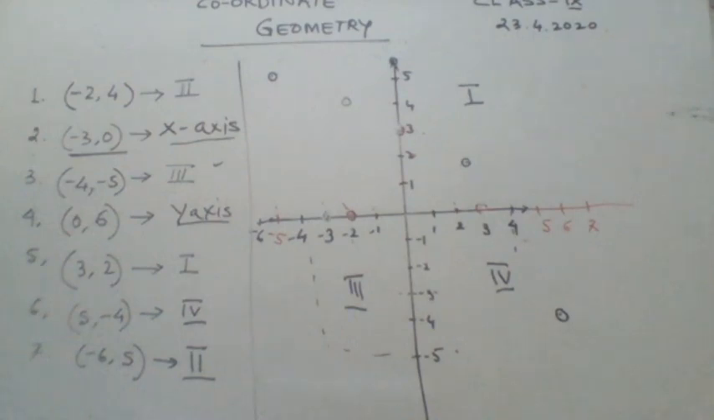So now I think this is clear. All of you are giving me who can be done. Minus 6 comma 5 is from 5.